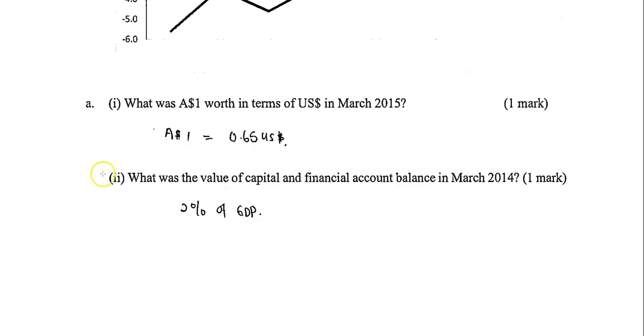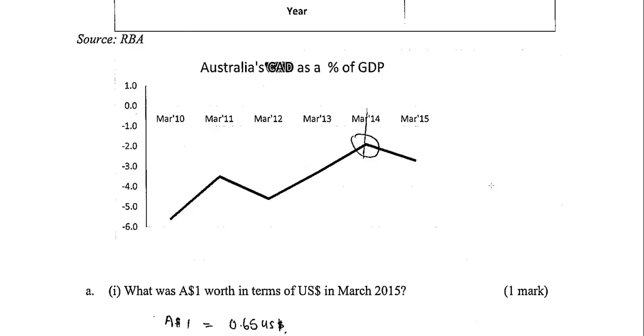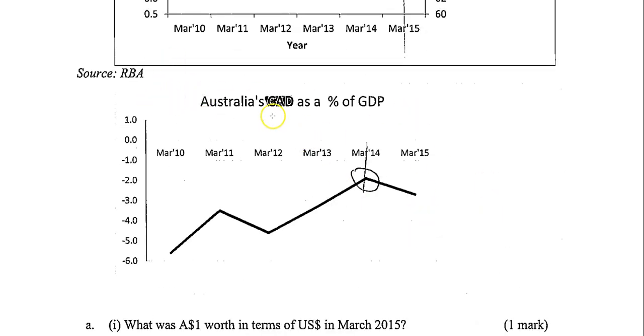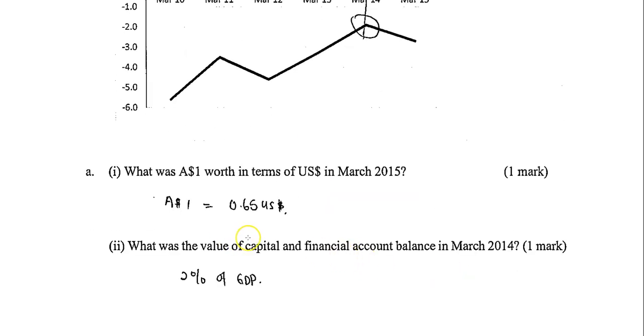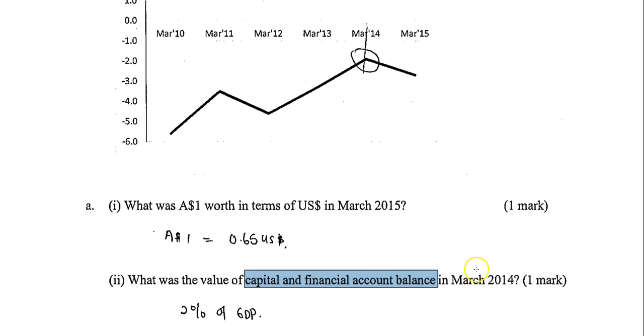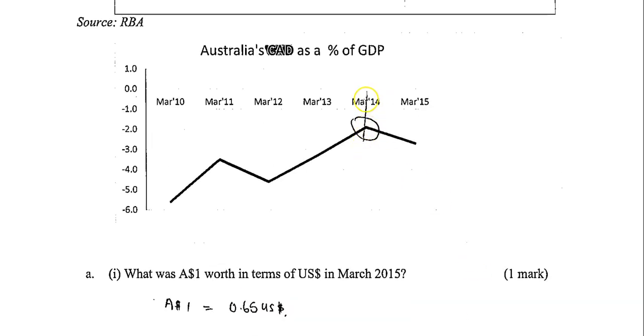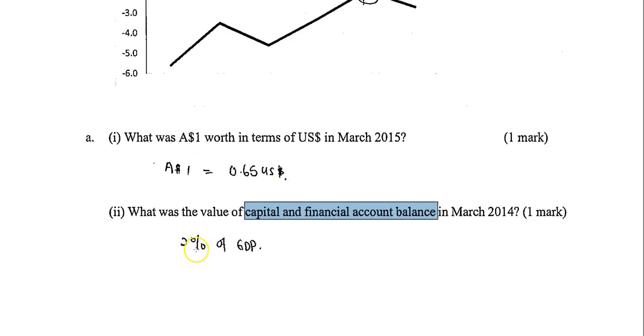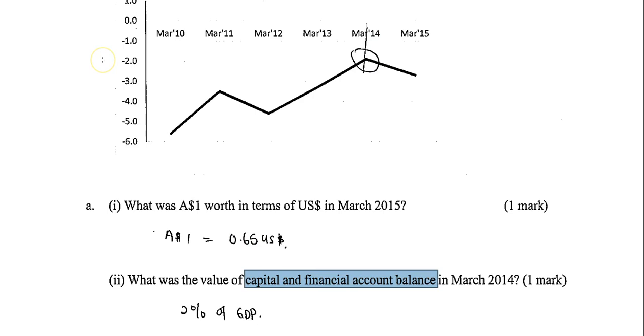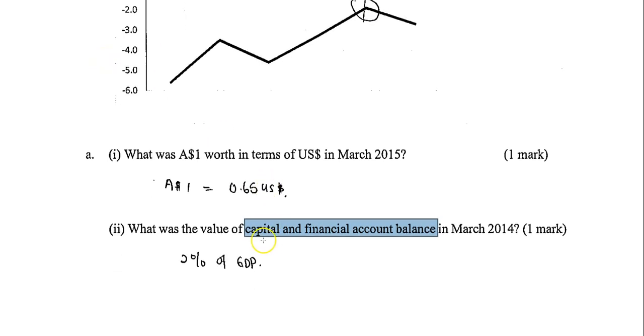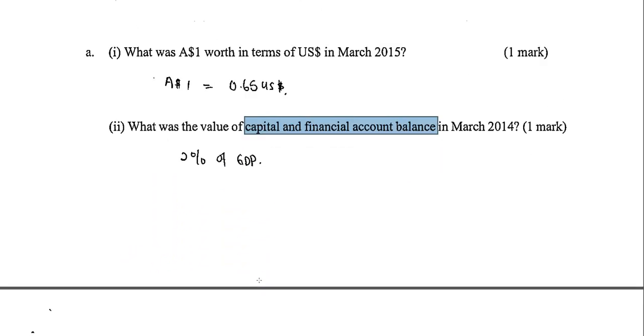Next, what was the value of capital and financial account balance in March 2014? From the second graph that we have got, it's CAD. But the question asks us about capital and financial account balance, which is KAS. I don't have KAS here, but I know the value for CAD is equal to KAS at equilibrium. So March 2014 here, this is the value, about 2% of GDP. It says negative 2% here because it's current account deficit, so capital and financial account surplus will be positive 2% of GDP. So that is a very straightforward question.